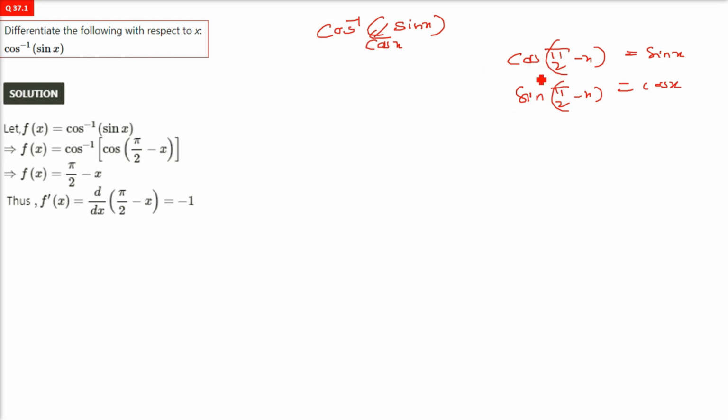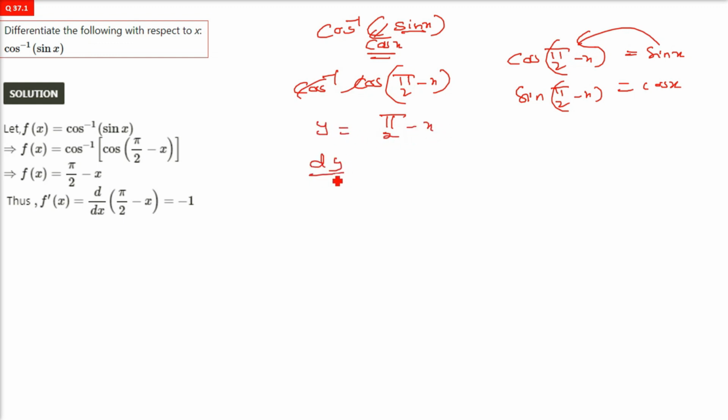So let us convert this sine into cos by this. So cos 90 minus theta is sin theta. So in place of sin theta, just write cos 90 minus theta. So cos inverse cos pi by 2 minus x it will be. Okay. So you just cancel it out. Pi by 2 minus x will remain, and this is your fx, which is y. So dy by dx is equal to, derivative of pi by 2 is 0, and minus x, differentiation of x is going to be 1. So negative 1 it will be.